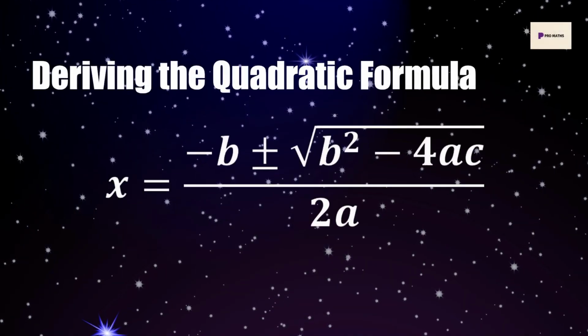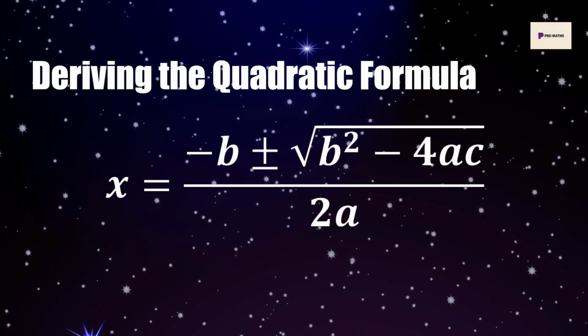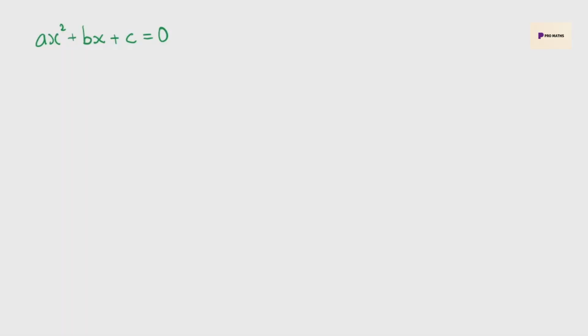Let's derive the quadratic formula. So starting with ax squared plus bx plus c equals 0, we're trying to rearrange this equation to isolate x, because that would be the solution. So let's subtract c from both sides.